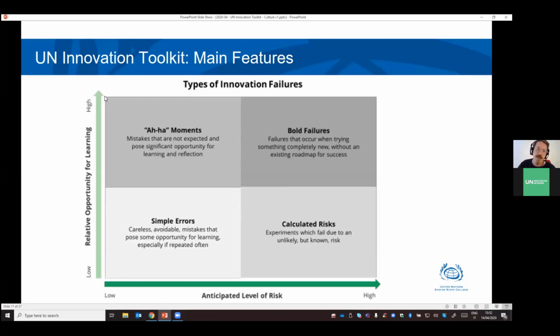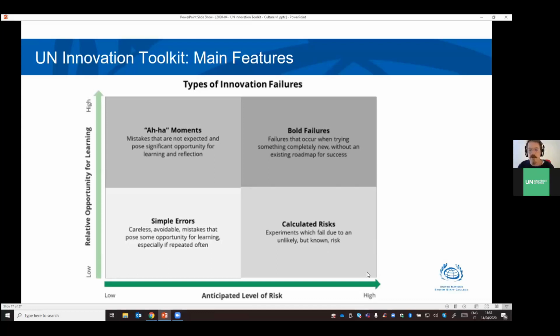If we have a low anticipated level of risk, there is a higher level of learning at this area, which is the aha moments. So these are mistakes that are not expected and pose significant opportunities for learning and reflection. So again, whereby we've enacted something and the outcome was not what we expected, that is a chance for us to step back and analyze, for example.